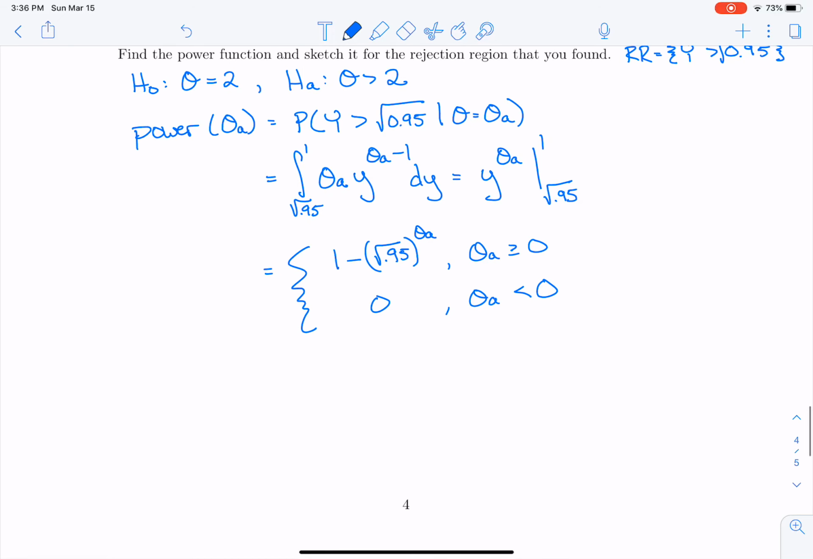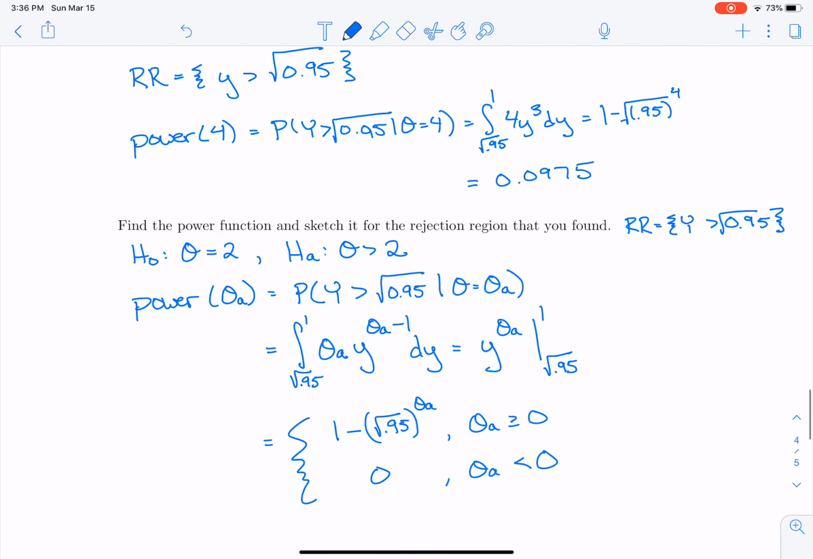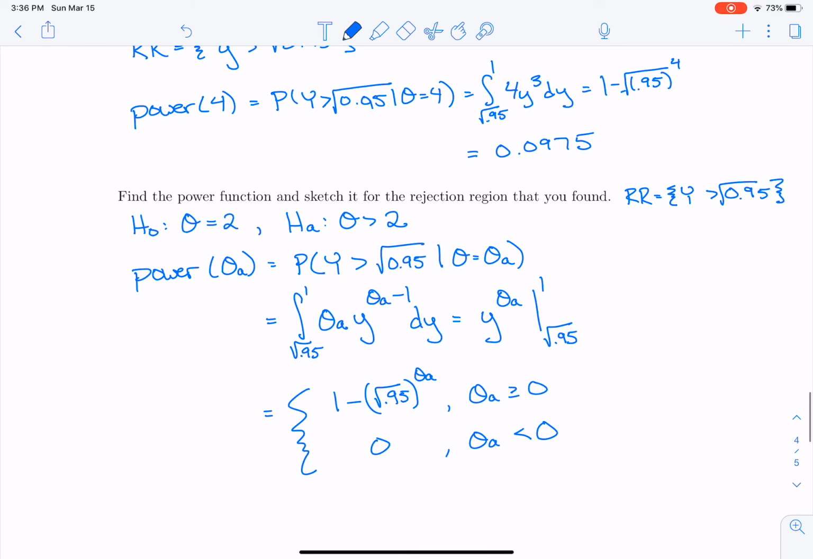So what does this look like? Well, first of all, let's make sure it matches with what we got before. The power is 1 minus root 0.95 to the theta a. Notice above that the power was 1 minus root 0.95 to the fourth.